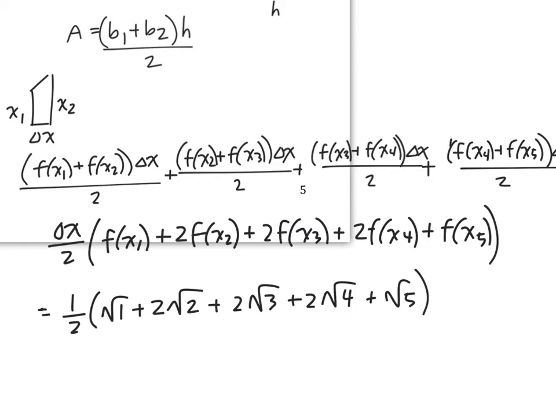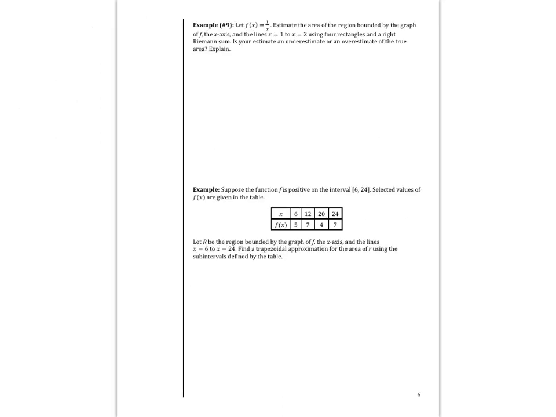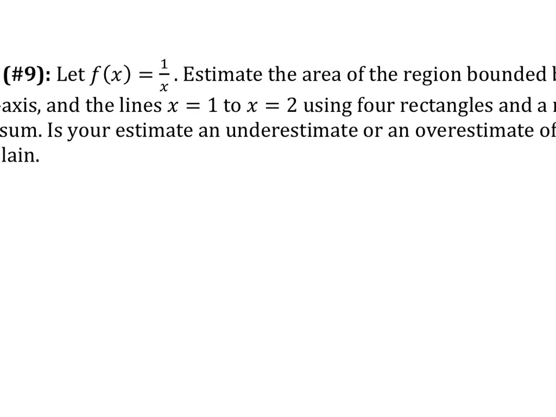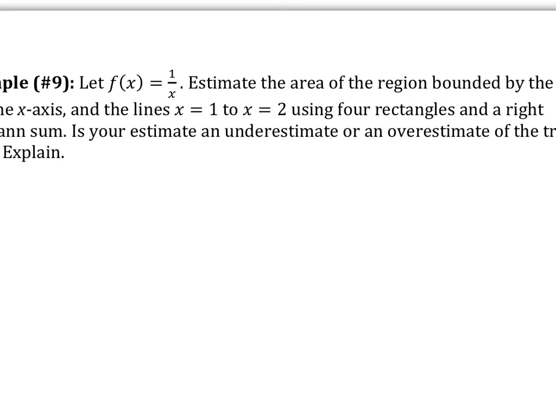I'm not going to calculate that one. It should be pretty easy to just punch it into your calculator. Let's just practice. All right. F of x is 1 over x. Figure out the area bounded by the graph of x-axis and the lines 1 to 2 using 4 rectangles and a right Riemann sum. Okay? You don't need to draw a graph.